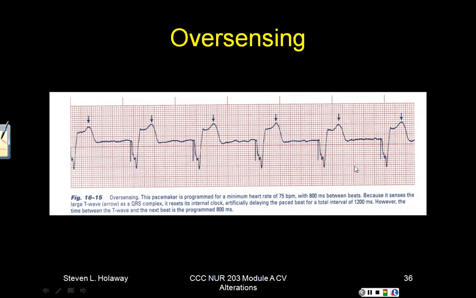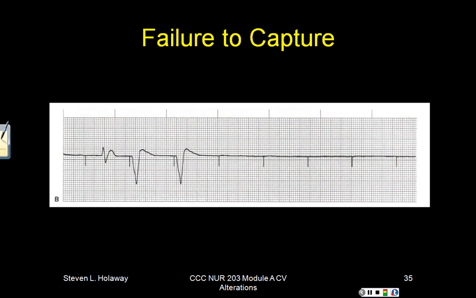Typically, these pacemakers are firing appropriately, but for some reason the cardiac tissue is not responding to that electrical stimulus. It can be from too little amperage being delivered, whether it be transvenous or transcutaneous. For a permanent pacemaker, it could be scar tissue at the site. It can be from a dislodged lead that's not in contact with the myocardium. It can be caused by medications or electrolyte imbalances.